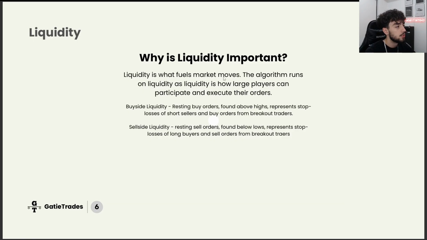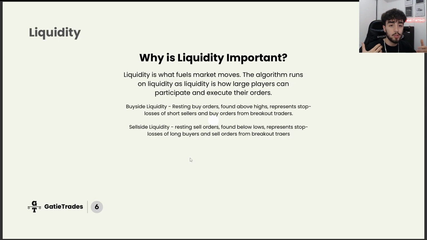So next page. Why is liquidity important? Why do you need to know about this? Why do we care? Liquidity is what fuels the market moves. There are no market moves. There is no filling of orders without liquidity. The algorithm runs on liquidity. It moves on liquidity, as liquidity is how large players can participate and execute orders.